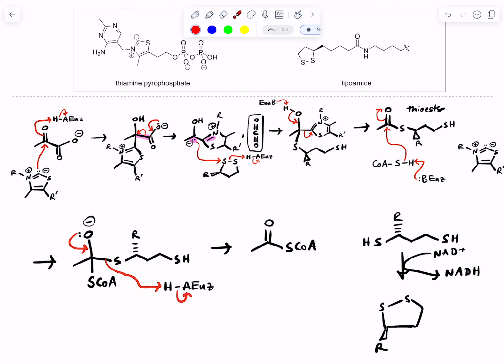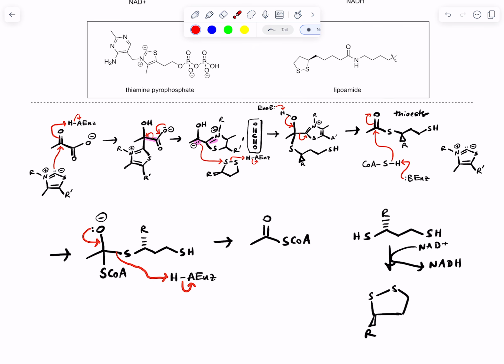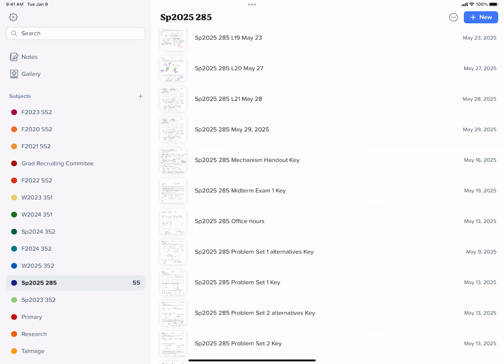So that's probably the most complicated mechanism that you've seen so far this semester. I don't know that it ever gets worse than that. So if you're working your way through that and feeling good about it, that's good. Any more questions about this process, how it happens? Okay, well, let's move on from there.